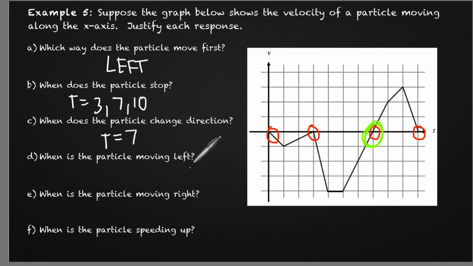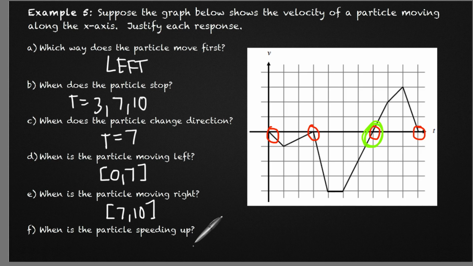Okay, so when is the particle moving to the left? Well, once again, I already answered that. It's going to be every place where the velocity is underneath the x-axis, or when the velocity is negative. So we'll answer that in interval notation from 0 to 7. It's moving right from 7 to 10.